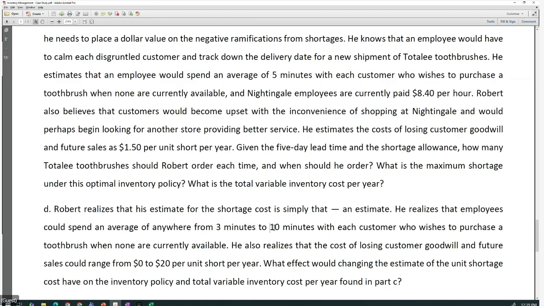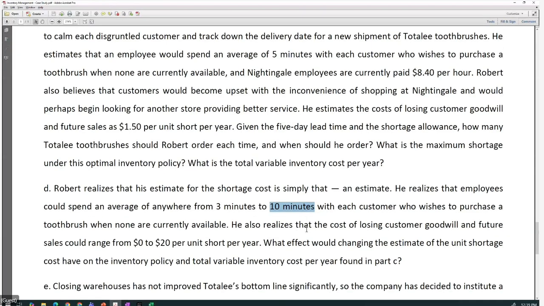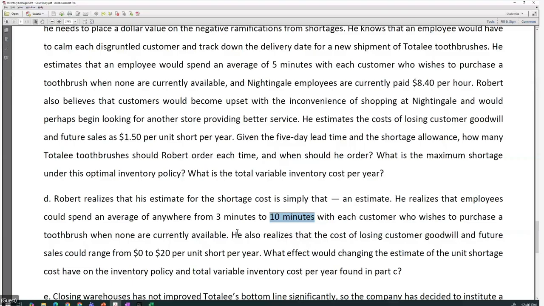But now we know that some customers will just be like, okay, toothbrush not available, fine, when will it come back? After 5 days, and they will go on. Whereas some customers will engage in an argument, and with such customers, obviously, it will take more time. He also realizes that the cost of losing customer goodwill and future sales could range from 0 to 20 units short per year, not just $1.5. What effect would changing the estimate of the unit shortage cost have on the inventory policy and total variable inventory cost per year found in part C?